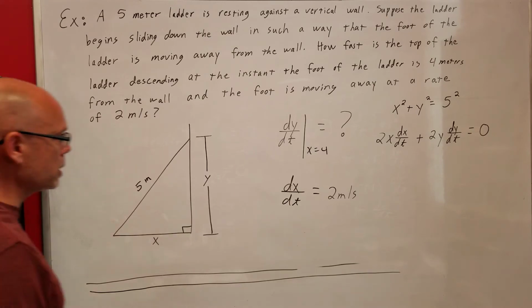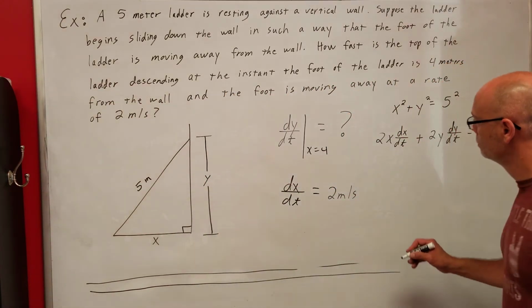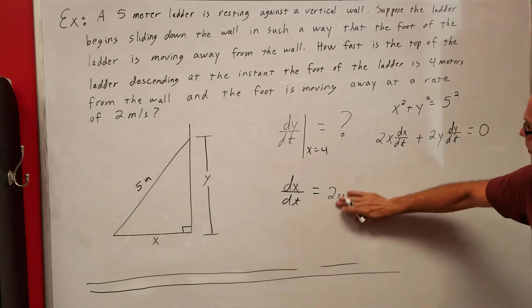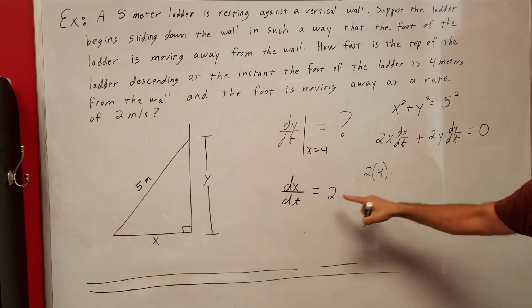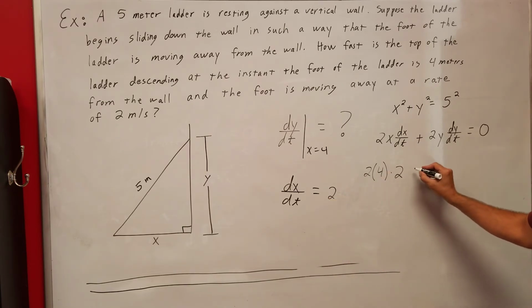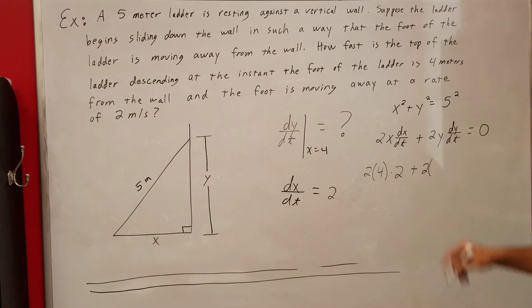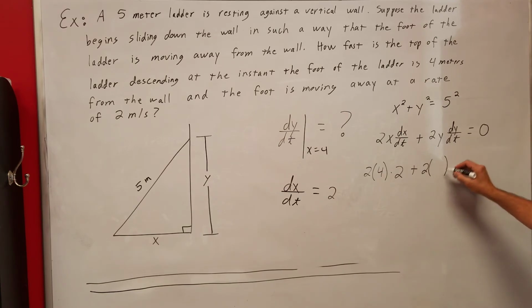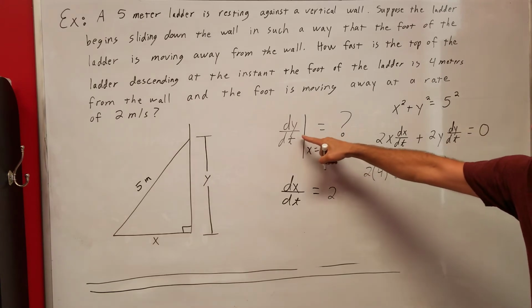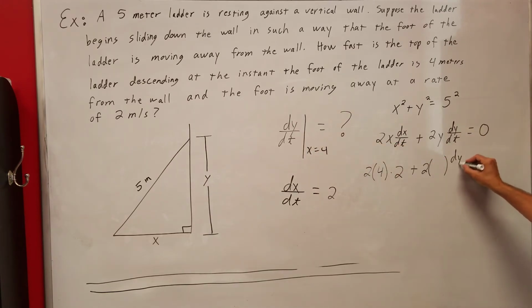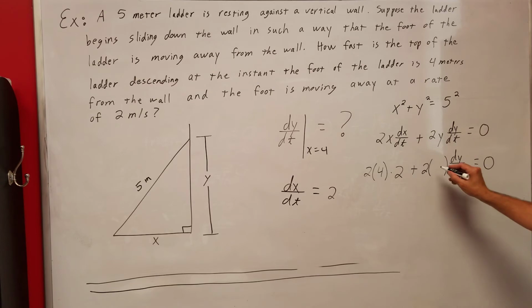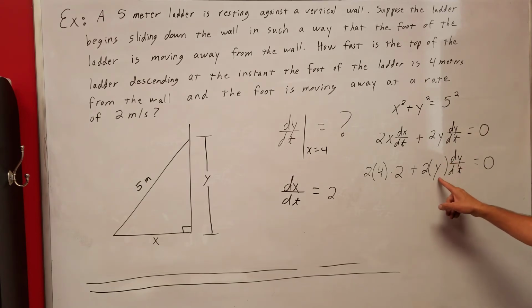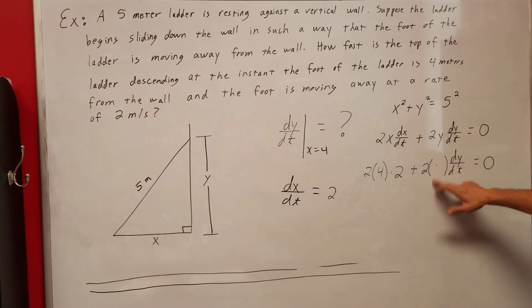All right, let's fill in some stuff we know. Right here we're going to have 2 times x. What is x at this instant? 4. Times dx over dt. What is dx over dt? 2. Plus 2 times y. What is y? They don't give me y. How about dy over dt? dy over dt is unknown, so that stays dy over dt, is equal to 0. Now this is still y, right? There's too many unknowns to solve for. So let me find out what y is.